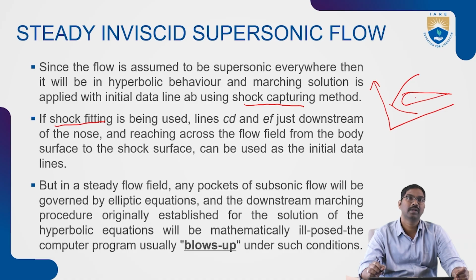If you have the shock fitting method, in the shock fitting method we are going to define some of the Rankine-Hugoniot relations to define the shock and to define the area between the shock and the surface. And here these lines, which we call CD or EF lines, are going to be used to define the initial data for this particular domain. So those are the methods we have to solve the supersonic flow problems.